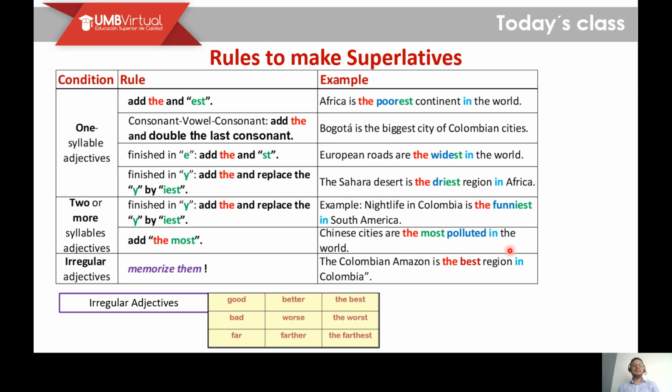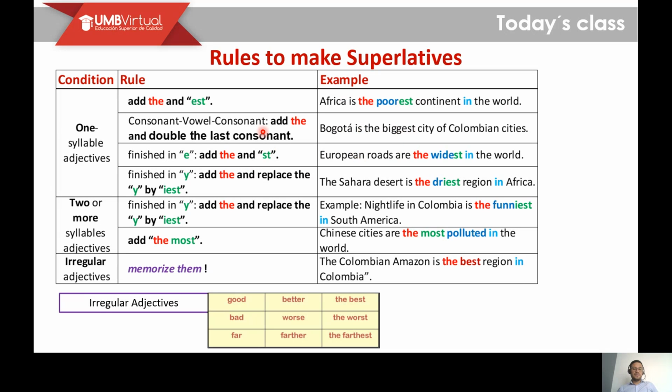All right. In the case of superlatives, recuérdense que estoy comparando un sujeto contra un grupo de referencia. Las reglas son exactamente las mismas, pero vamos a agregar the antes del adjetivo and est. Africa is the poorest continent in the world. Bogotá is the biggest city of Colombian cities. Yeah, the biggest city. ¿Listo?